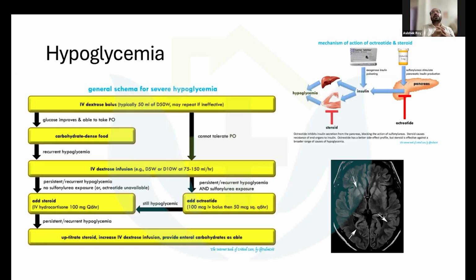This I have taken from the MCRIT site. What is the general management of hypoglycemia? The dose of dextrose is 0.25 to 0.5 grams per kg body weight. For a 60 kg body weight, the sugar needed generally comes to somewhere between 20 to 30 grams. So if you are using 25% dextrose, give a 100 ml bolus. If you are using 50% dextrose, give a 50 ml bolus.